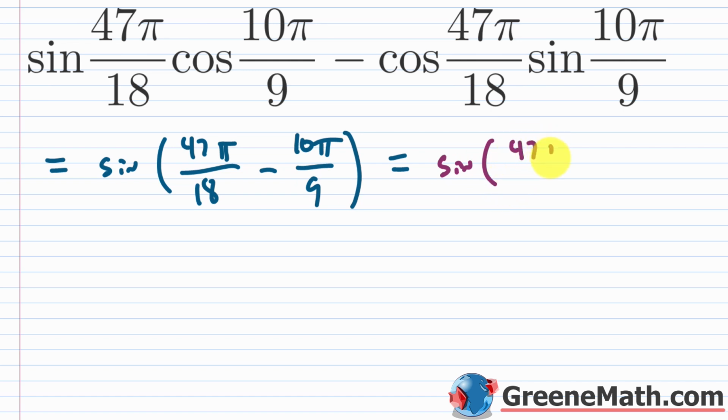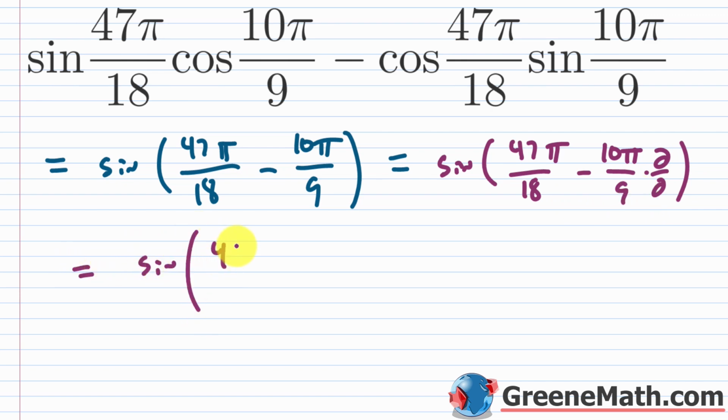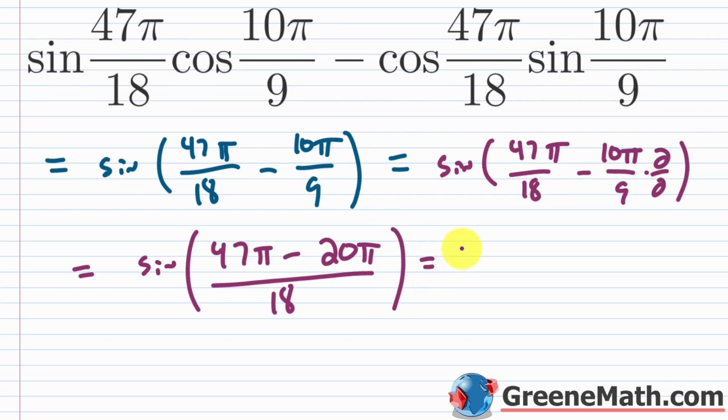So let's say 47 pi over 18, then minus 10 pi over 9 times 2 over 2. That way I have a common denominator of 18. So this would be the sine of 47 pi minus 10 times 2 is 20, so 20 pi over the common denominator of 18, right? You have 18 here and 9 times 2 is 18. So this would be the sine of 47 minus 20 is 27, so 27 pi over 18.